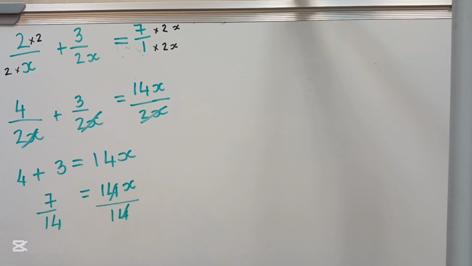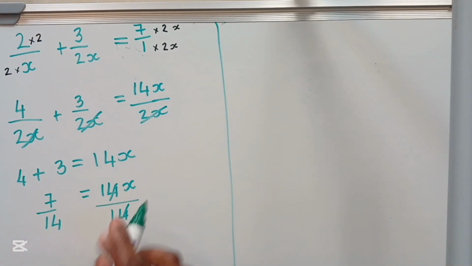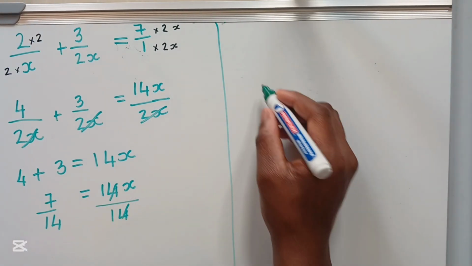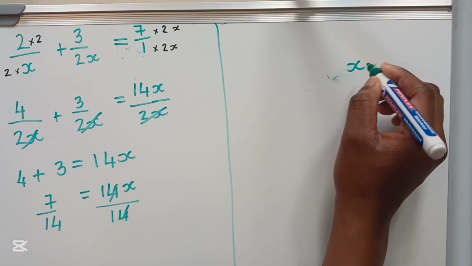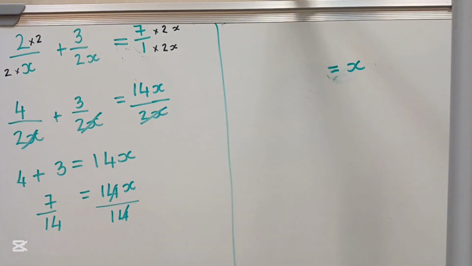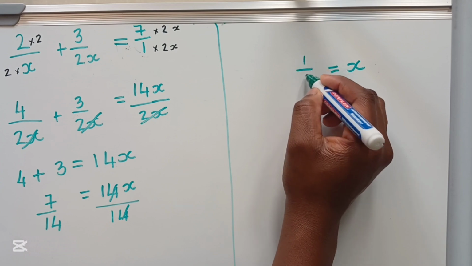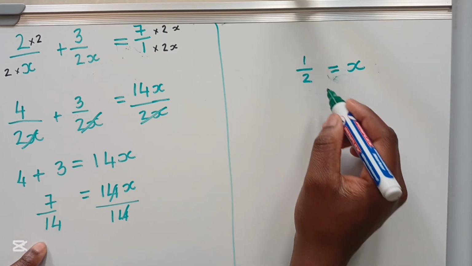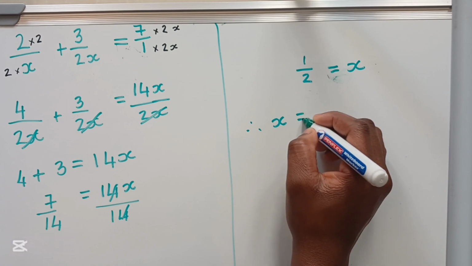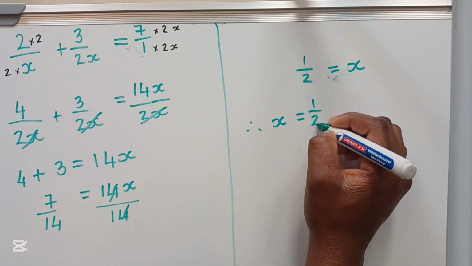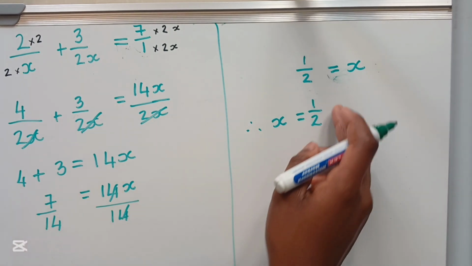These two cancel out. When these two cancel out, we have x. The x just comes down as it is. 7 divided by 14 will give you 1 over 2. Therefore, the value for x in this fractional linear equation is 1 over 2.